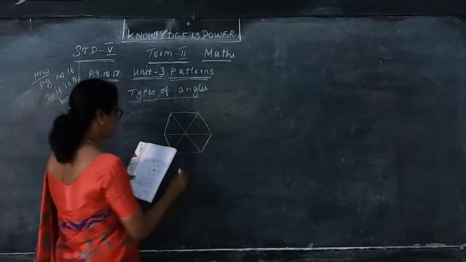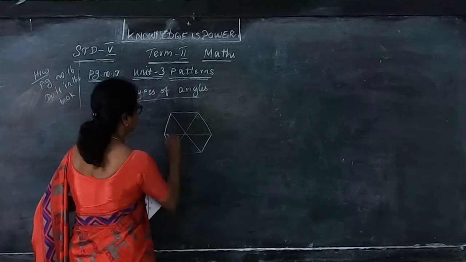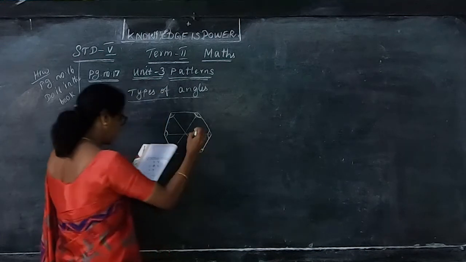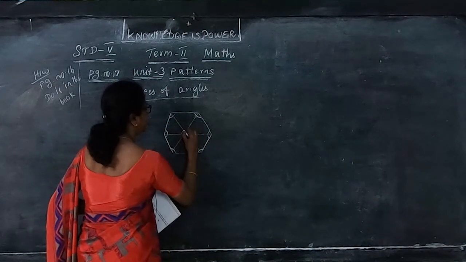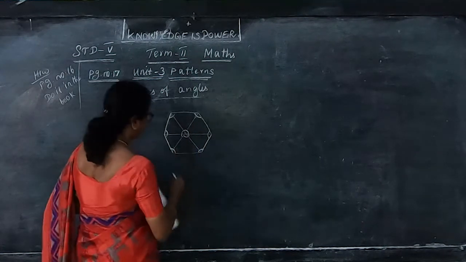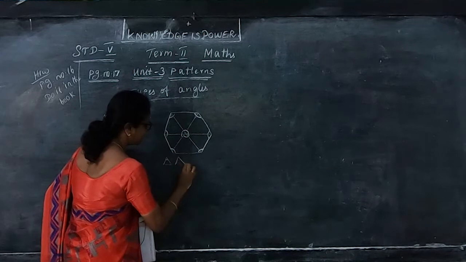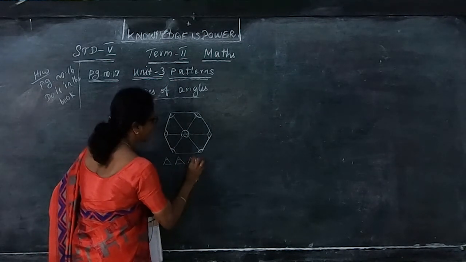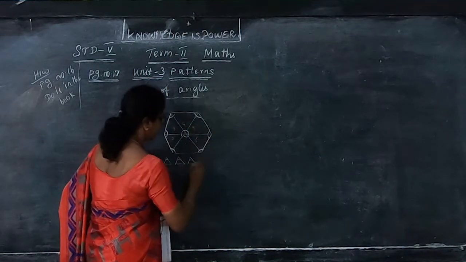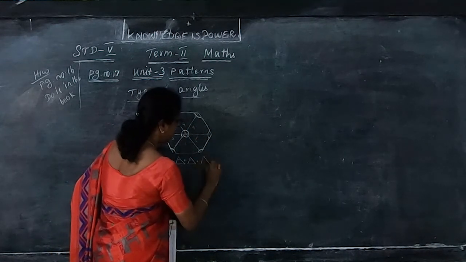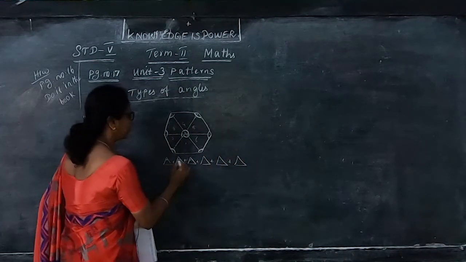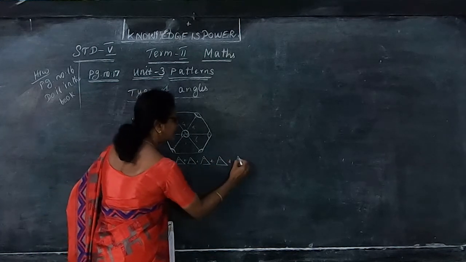So each one is an angle, like this. These 6 angles are here, and in the center 1, 2, 3, 4, 5 and 6. So how many pieces are the angles? 6 angles are there, 6 equilateral angles. This one is 1, 2, 3, 4, 5, 6. So how many equilateral triangles are here? 6 equilateral triangles. 1, 2, 3, 4, 5, 6.